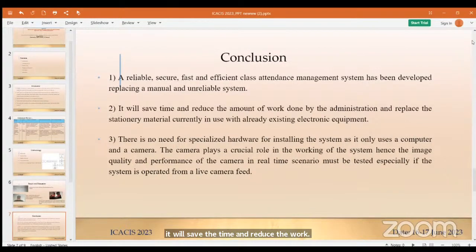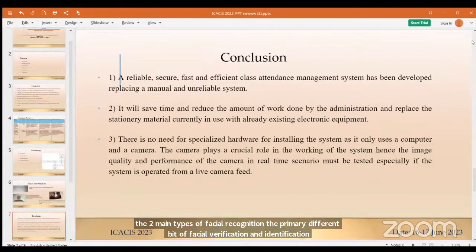Also, I want to tell about facial verification. What are the two main types of facial recognition? The primary difference between facial verification and identification is the type of technology used: one-to-one matching and one-to-many matching.